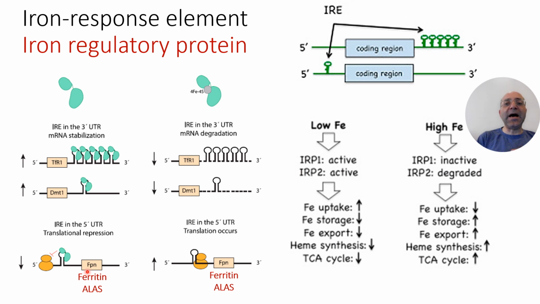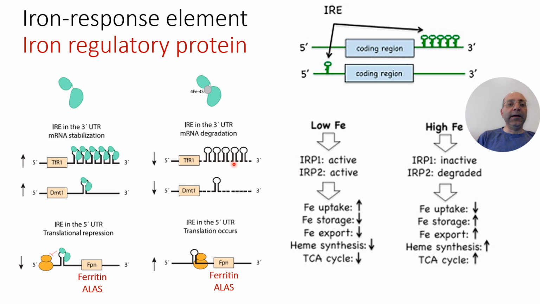لكن لما الايرون ليفل يكون عالي احنا لازم نعمل ستورج ولازم نعمل inhibition للابزوربشن، ماشي؟ فالايرون راح يربط مع الايرون ريجولاتوري بروتين، هو الايرون ليفل عالي راح يربط مع الايرون ريجولاتوري بروتين وراح يشيله عن الاليمنتس.